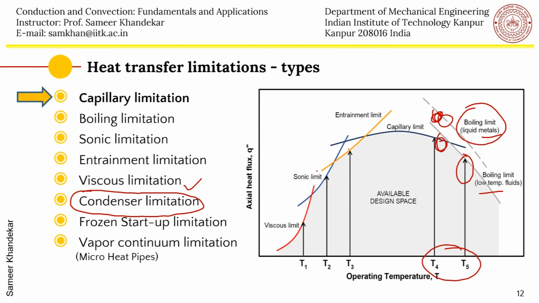Now, the heat pipe can also be frozen. For example, in space, if you use some fluid and it is facing deep space, and you have chosen a fluid which freezes at that temperature, so it may freeze also. So when you start some heating, the liquid is not really in circulation. So there can also be a frozen startup. For very small heat pipes, you can also have a vapor continuum limitation, but we will not discuss much about it in today's lecture. What we are going to focus on is the capillary limitation.